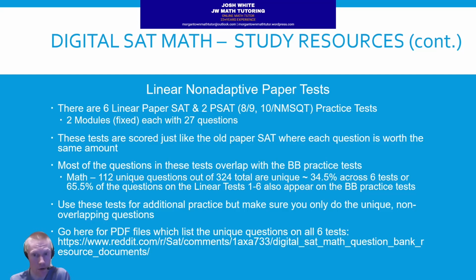And these are scored just like the old paper SAT. Each question is worth the same amount. So if you complete the entire test, you just go through, correct it, mark the number you have correct, add that up and use the scale that they provide on each test, and that would give you the score. Now, the thing is, though, most of these questions are in the Bluebook practice tests. So from a math perspective, 6 linear non-adaptive paper SAT exams, 54 questions on each exam. That's 324 total questions across those 6 tests.